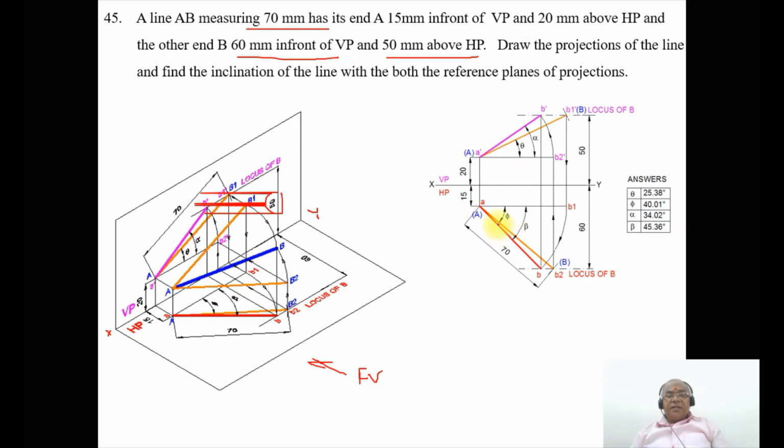So since it is VP, it will obviously be on HP. So from the XY line you measure 15 mm and draw a horizontal line. So this is how we are going to start drawing in the sketchbook now.